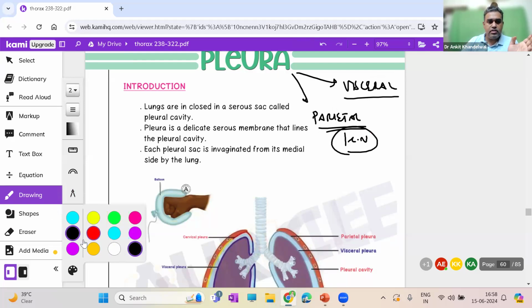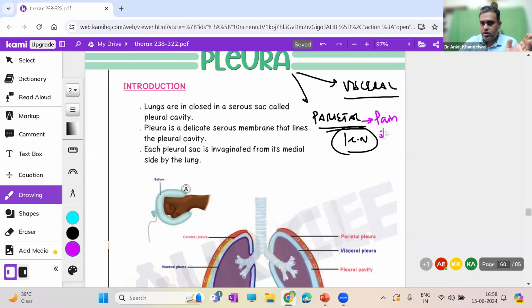So therefore, these over here, they will be what? They will be pain sensitive. P for parietal, P for pain sensitive. This visceral pleura, they are pain insensitive. Then for what are they sensitive? The visceral pleura are basically sensitive to stretch, distension, all of these things.